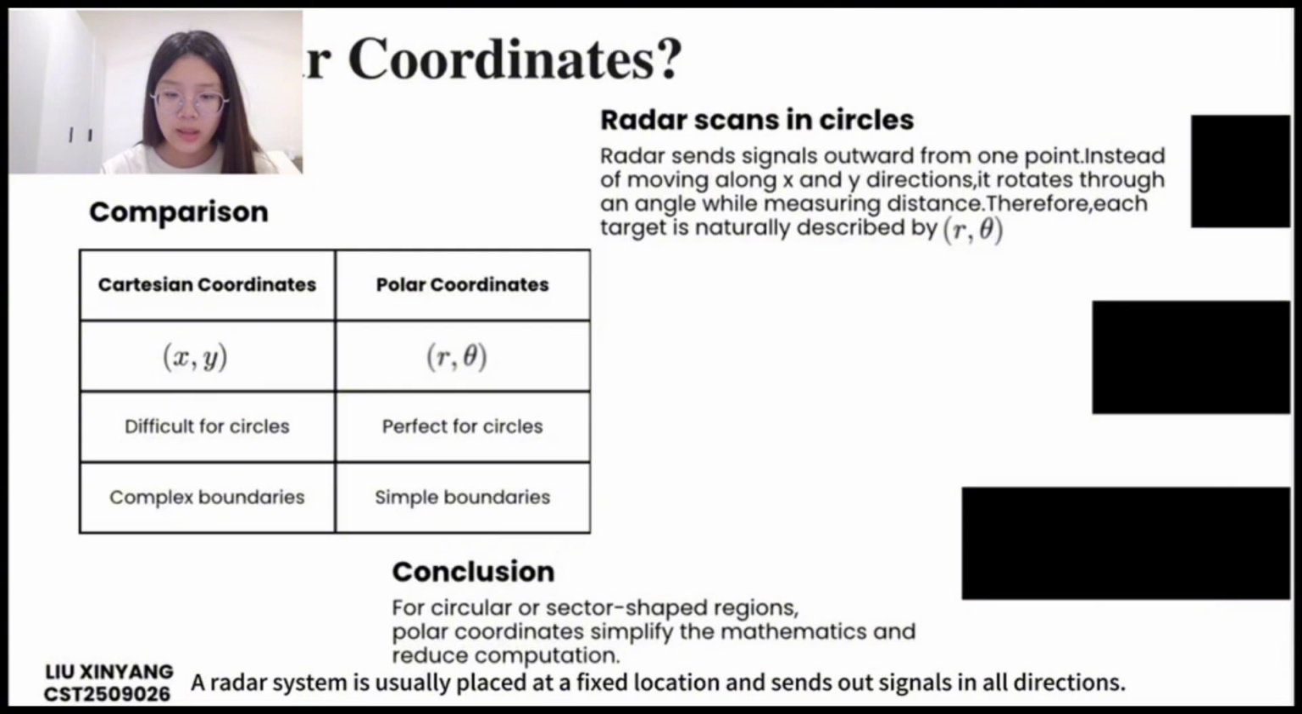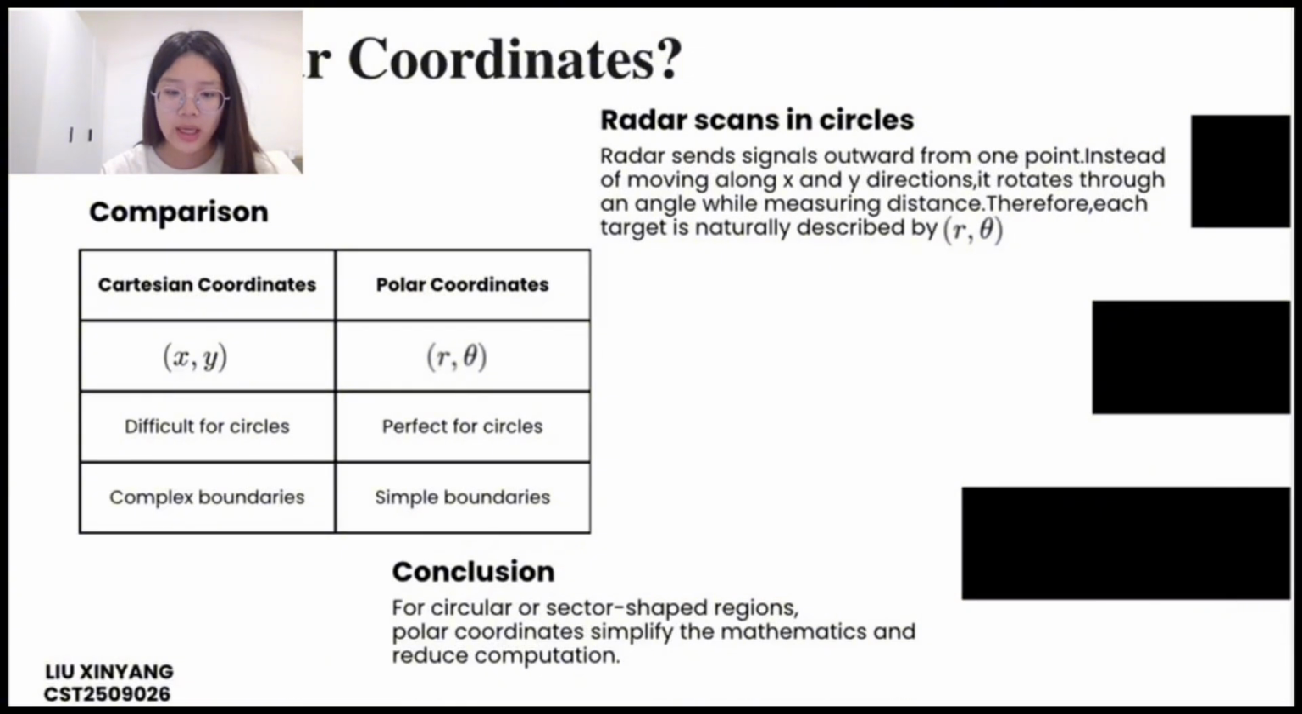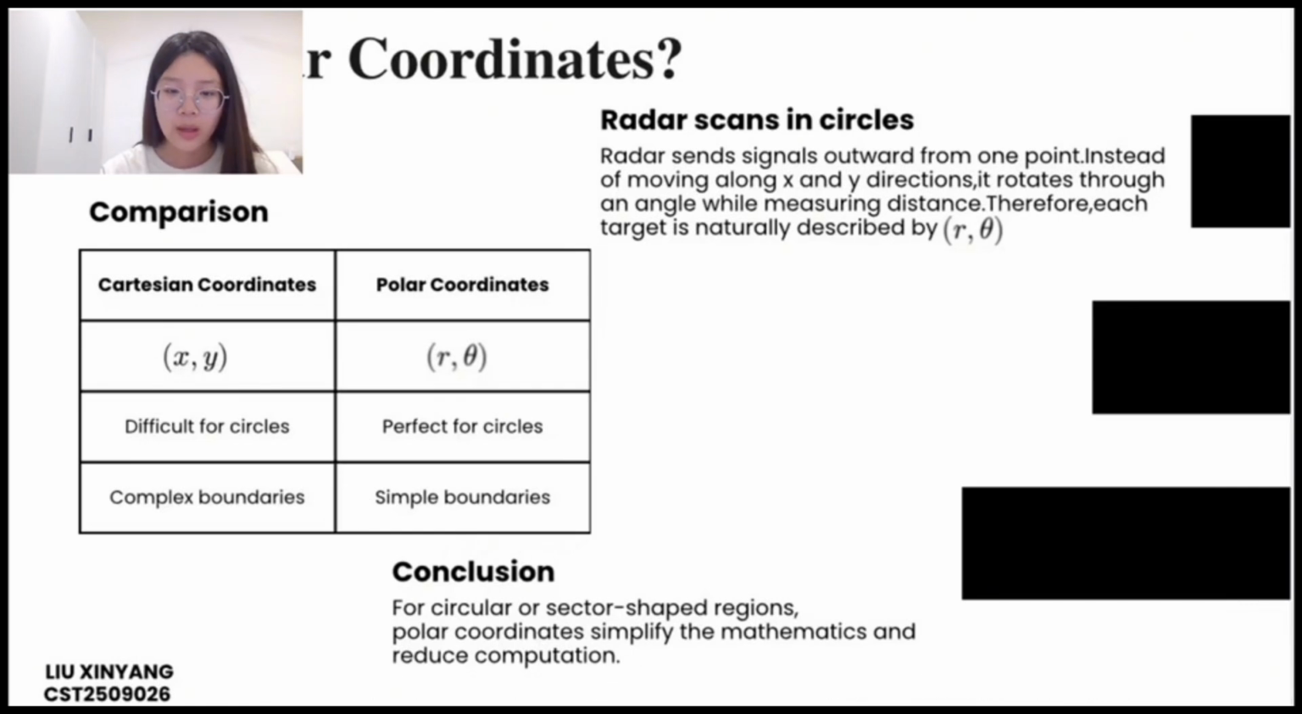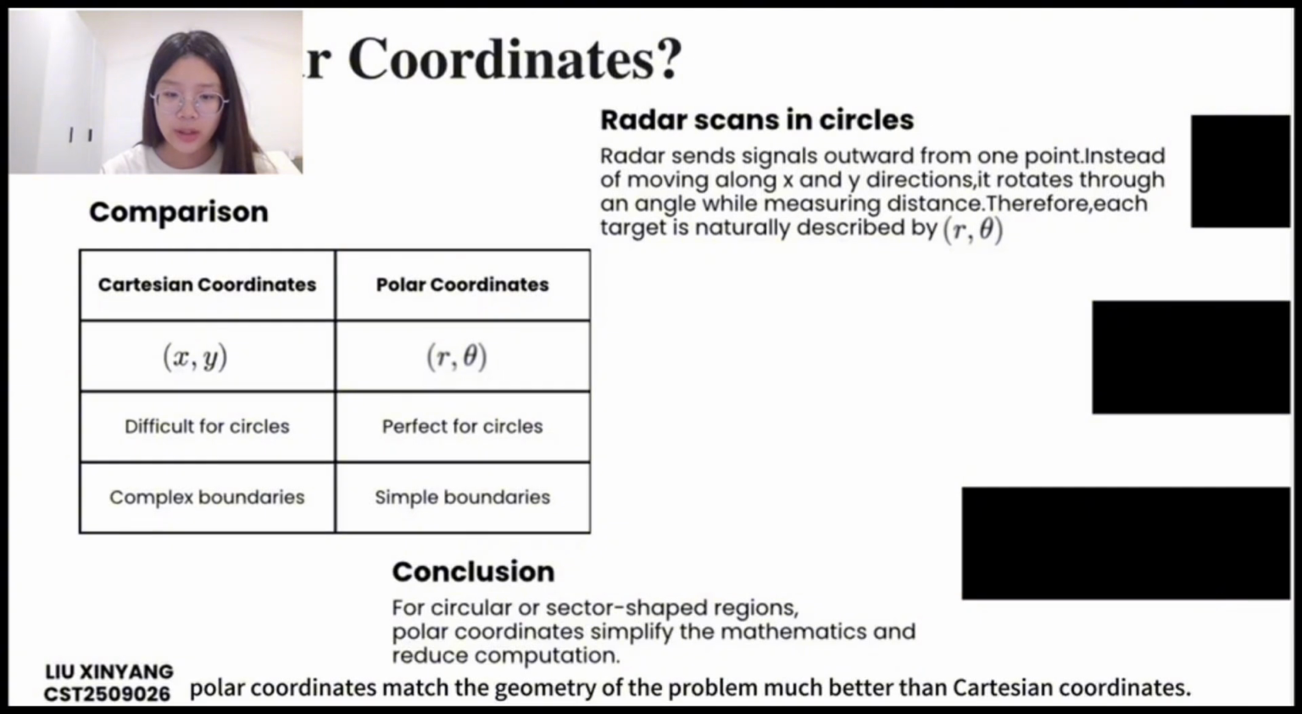A radar system is usually placed at a fixed location and sends out signals in all directions. It measures both the distance to an object and the direction of the object. Therefore, every point detected by the radar can naturally be represented by the pair r, theta, because the radar scans in a circular or sector-shaped pattern. Polar coordinates match the geometry of the problem much better than Cartesian coordinates.